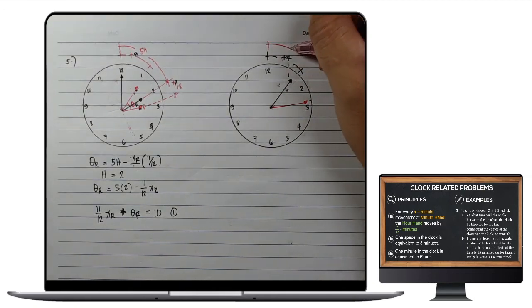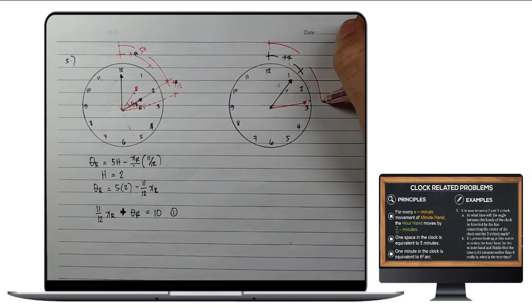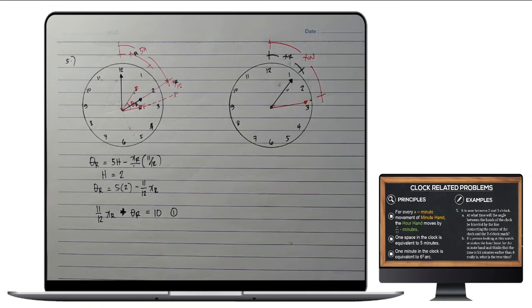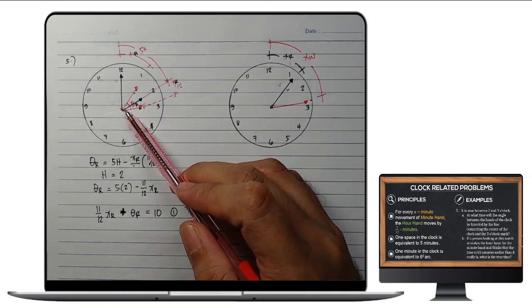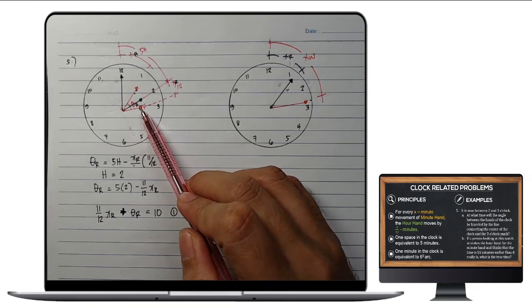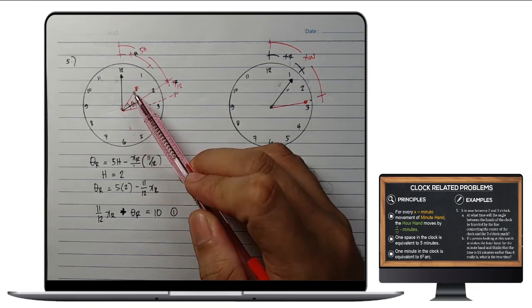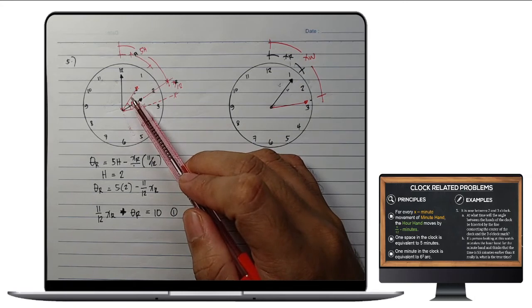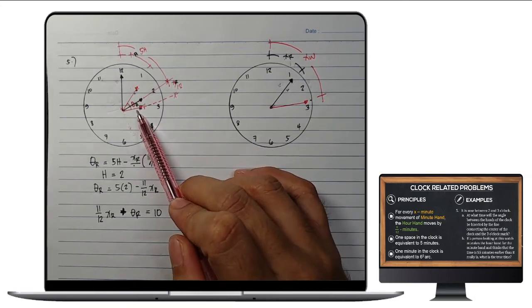So, tawagin natin X sub W or the wrong minute hand. So, X sub W. Okay? So, imagine na lang natin, ito yung actual minute hand. This is the actual or the real R hand. The person thought that this is the R hand and that this is the minute hand.